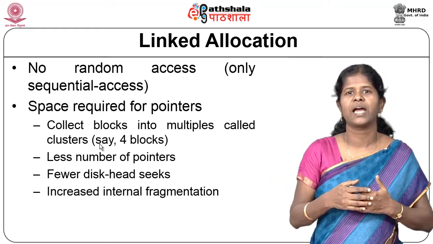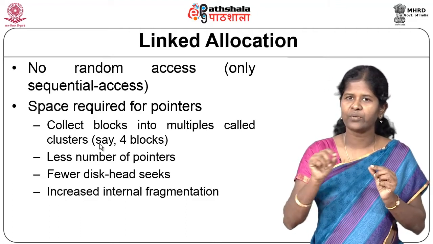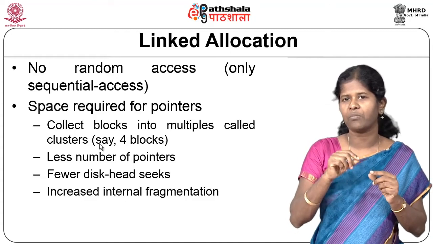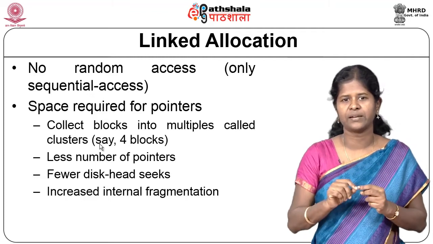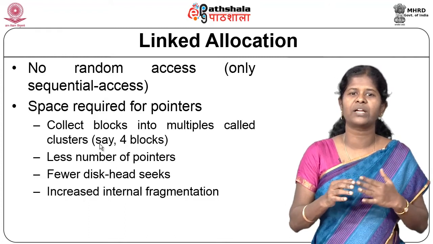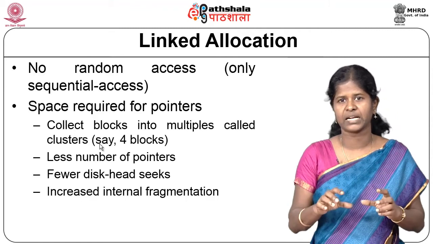Because of this you can reduce the number of pointers. You will have fewer pointers, and because of that you will have fewer disk head seeks, because you have 4 contiguous blocks. So it is not necessary for the head to move from one cylinder to another cylinder and so on. The only disadvantage here is an increase in internal fragmentation, because you have 4 disk blocks that have been allocated in a cluster.